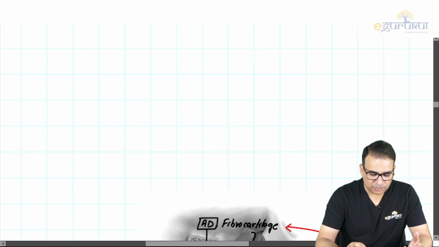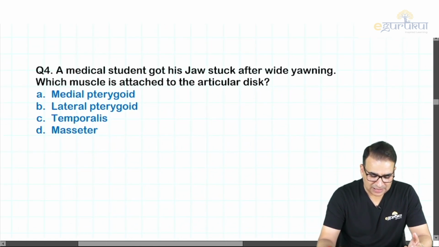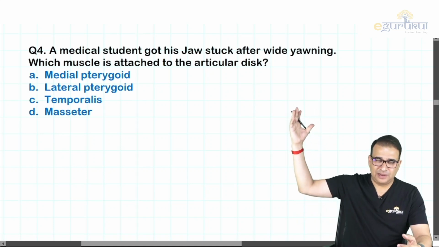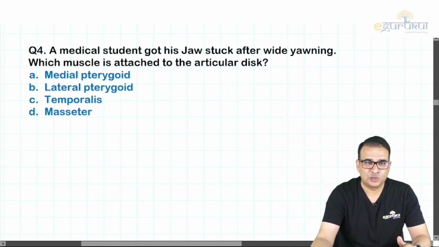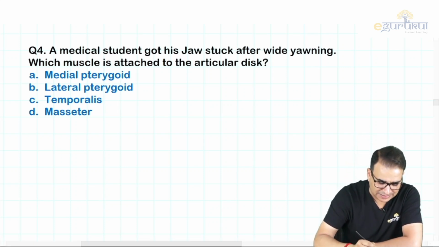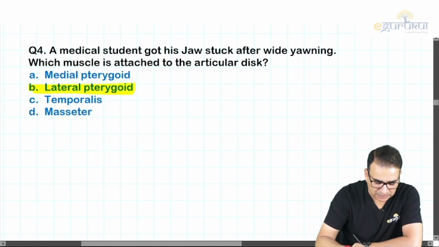So, from that point of view, the question is pretty simple here. It says which muscle is attached to the articular disc. Even if they have not given this clinical case, they could ask this question simply, which muscle is attached to the articular disc of TMJ. The answer will not change, and the answer is the lateral pterygoid muscle.